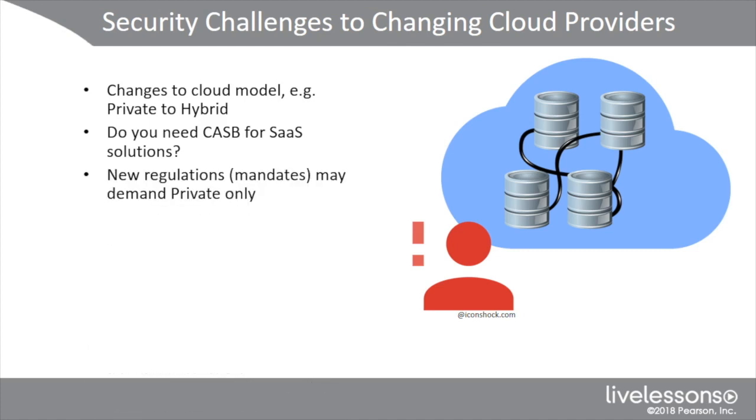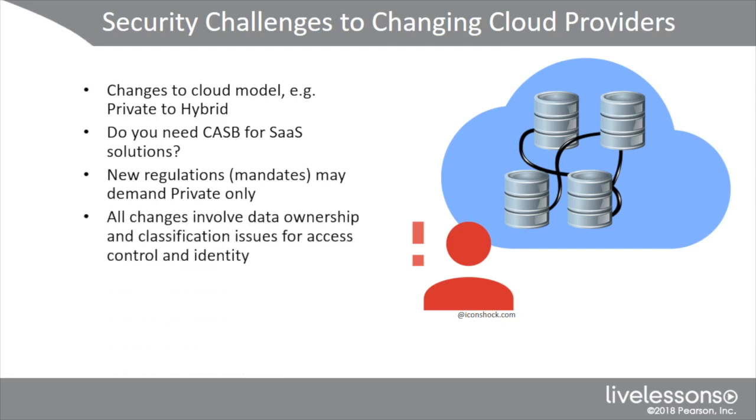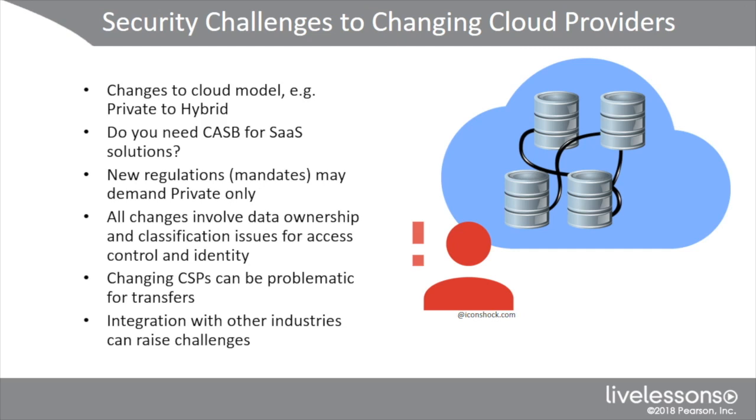Maybe there's new regulations, new mandates, new governance that have been put in place on your business sector that make it so that you can only use a private cloud for your data. All these changes will involve understanding data ownership, classification issues for access control and identity. So it's critical that you have change and configuration management solutions. And changing a cloud service provider, let's say going from Google to Amazon Web Services, can be problematic for transfers. It's a major decision. And lastly, integration with other industries can raise challenges.